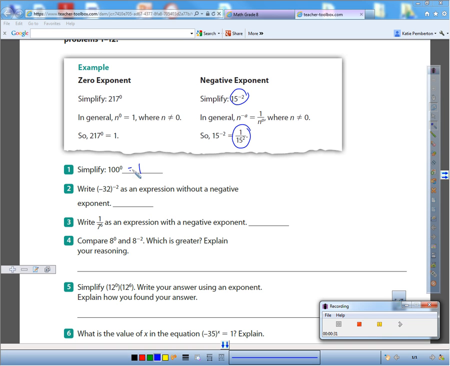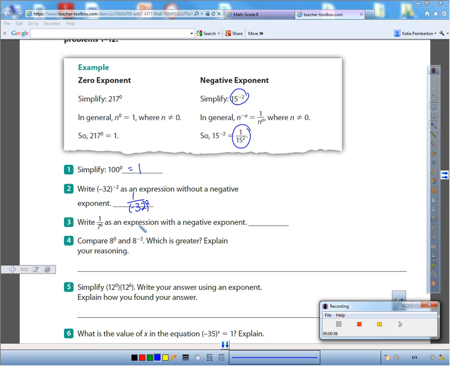On this next one, it's asking you to write negative 32 to the negative 2nd power without a negative exponent. So that means instead of writing it with a negative 2 exponent, we're going to simplify it so it's dropped to the denominator. So 1 over negative 32, and then to the 2nd power.